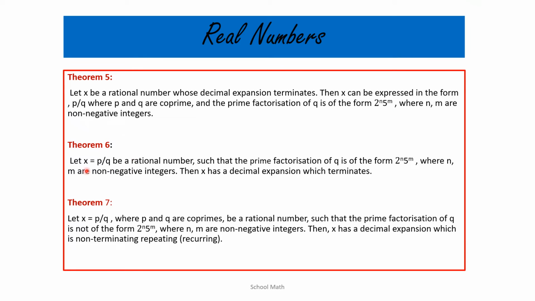Theorem 6. Let x equal to P by Q be a rational number such that the prime factorization of Q is in the form of 2 power n into 5 power m. Then x has a decimal expansion which terminates. Theorem 7. Let x equal to P by Q, where P and Q are co-primes, such that the prime factorization of Q is not in the form of 2 power n into 5 power m. Then x has a decimal expansion which is non-terminating.